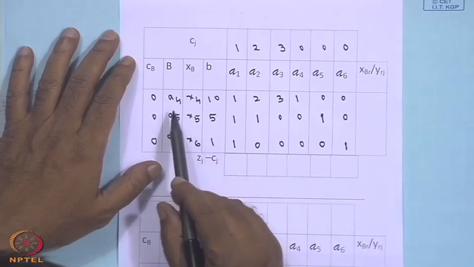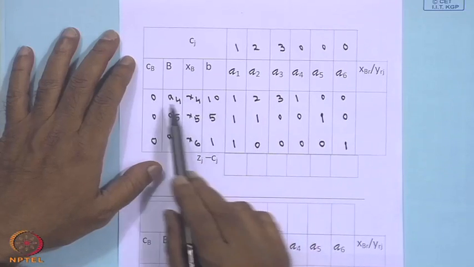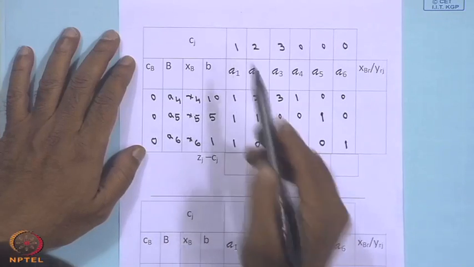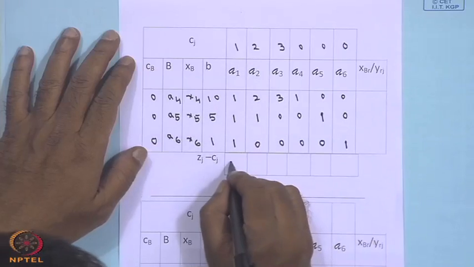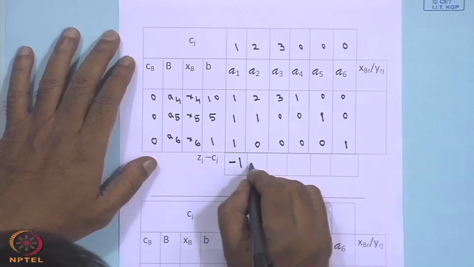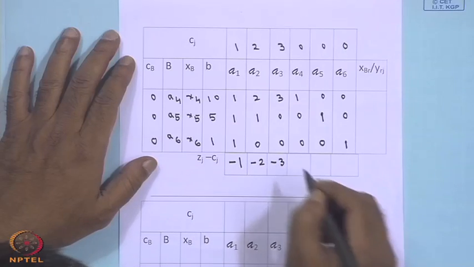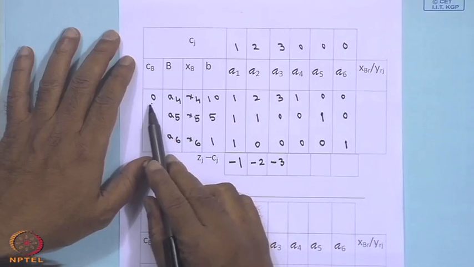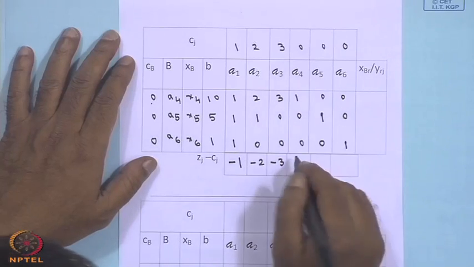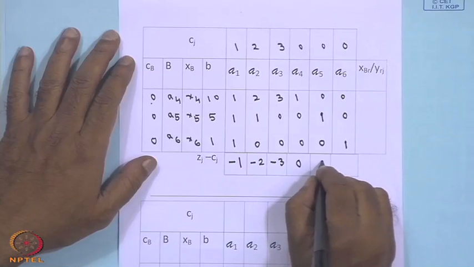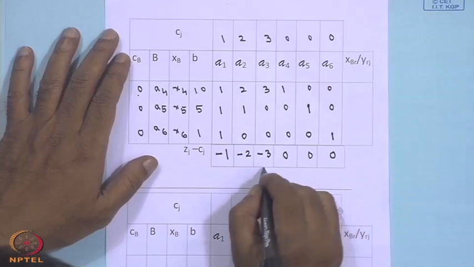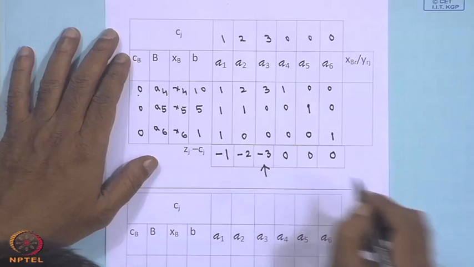Zj minus Cj means Cb into Aj, means this into this, 0 into 1 plus 0 into 1 plus 0 into 1. So, 0 minus Cj, Cj is minus 1. In the same way, this value will be 0 minus 2, so it is minus 2, this is minus 3. Here in this case for A 4, 0 into 1 plus 0 into 0 plus 0 into 0 minus 0. So, this is 0. Similarly, for A 5 and for A 6 also it will be 0. So, the most negative one is this, therefore, A 3 is the entering vector.